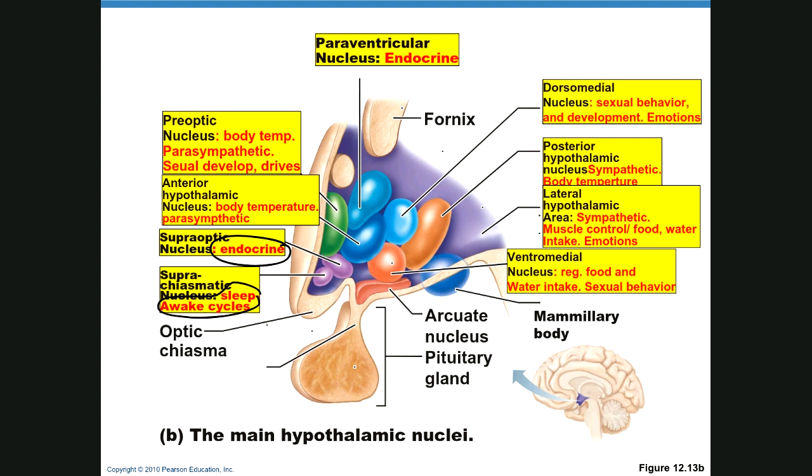Center for control of body temperature, sexual drives, thirst, hunger, emotions, water intake control, and emotions again in a lot of places here. Okay, so you get an idea of what the hypothalamus is in charge of, so you can see how important it is.